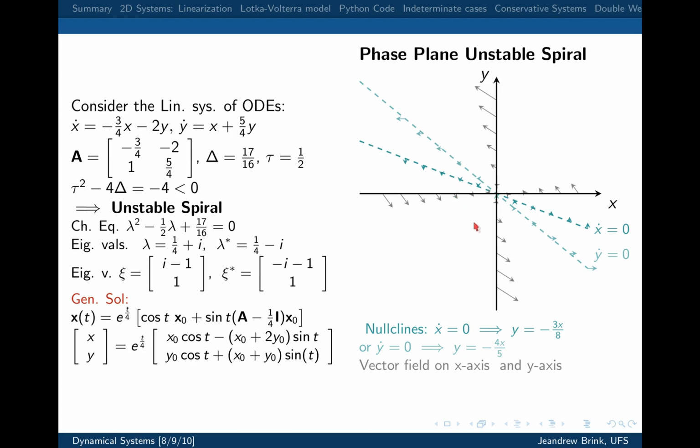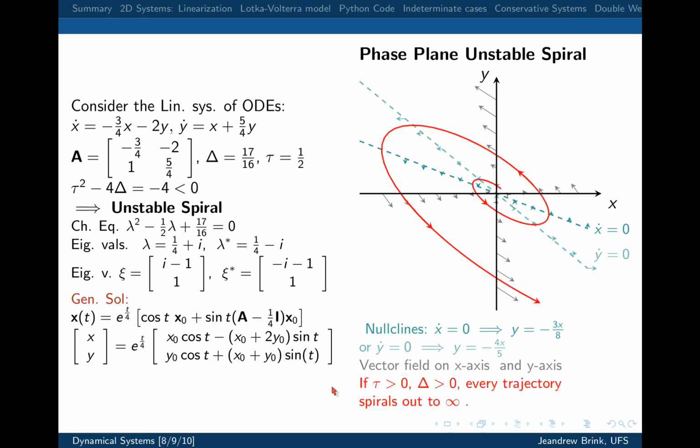And we know that because tau is positive, the actual amplitude of your ellipse is going to increase in time. So it's basically going to start here, go around, and spiral out. And that's exactly what we see. So you can actually draw this thing without having had the general solution.